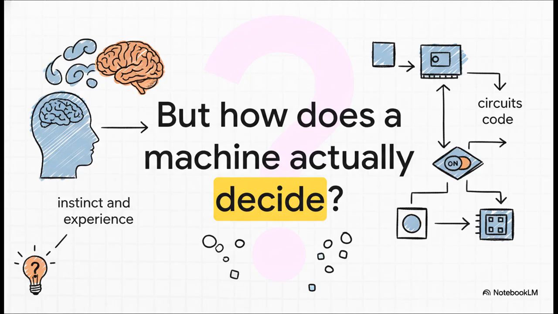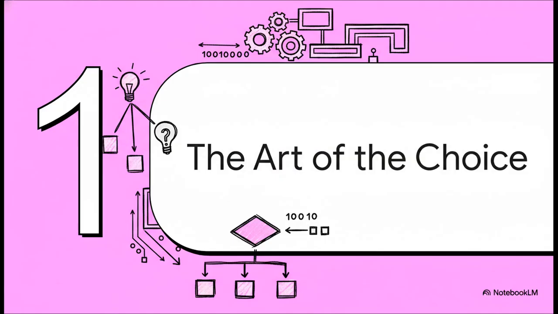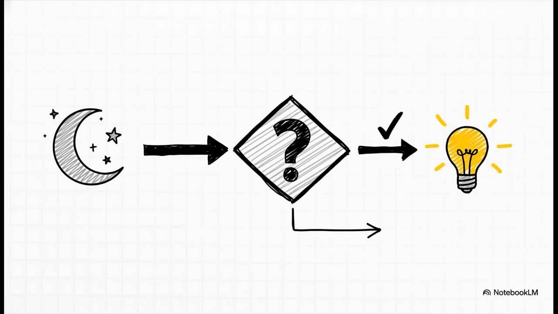We make choices based on our gut, on experience, on what we had for lunch. But how does a machine, a piece of software made of circuits and code, actually make a decision? Well, to answer that, we've got to start with the art of the choice itself. And you're going to see that the logic a computer uses is probably way more familiar and intuitive than you think.